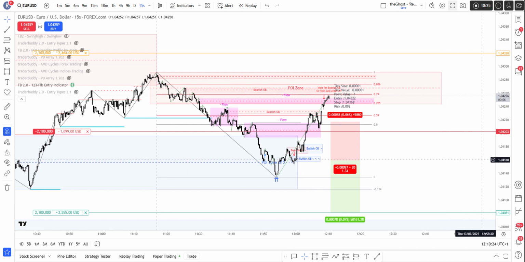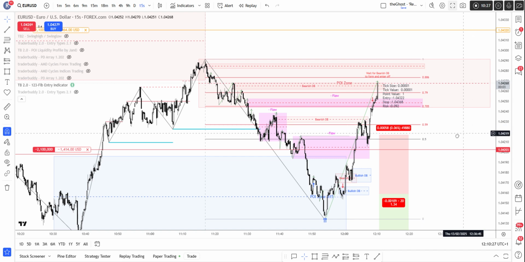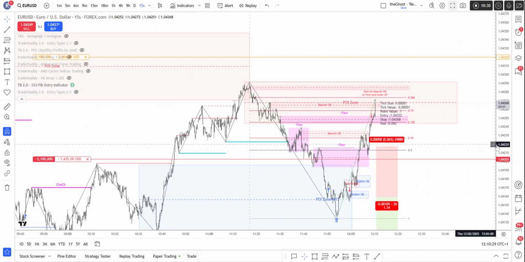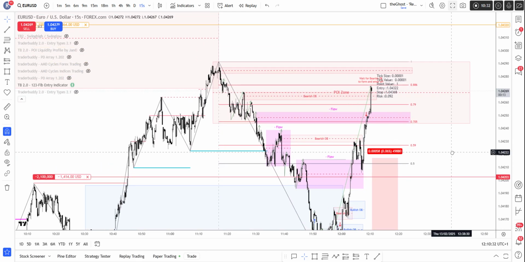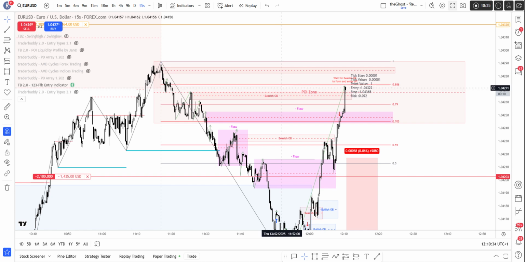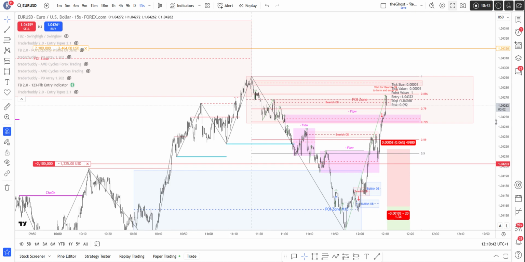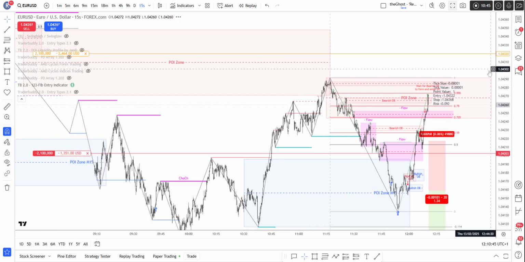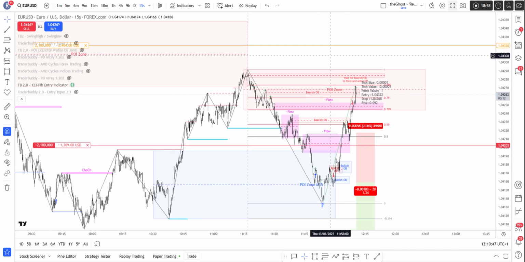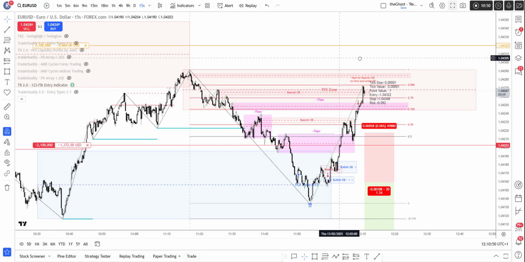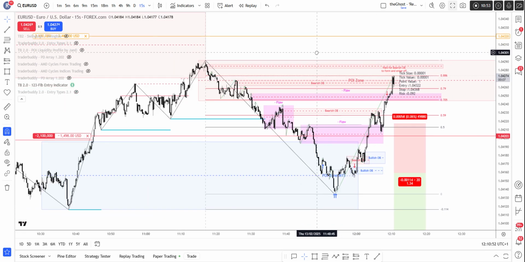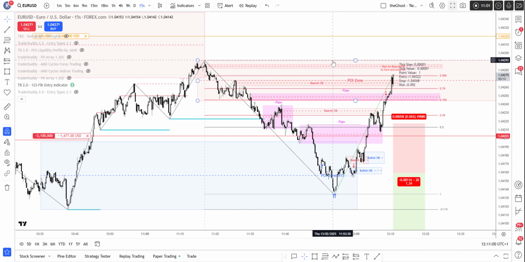I want to see two up candles broken. Whoa, that's a sweep. That is a sweep. It's easy. So, where is the major inducement? The major inducement is actually above this high here.